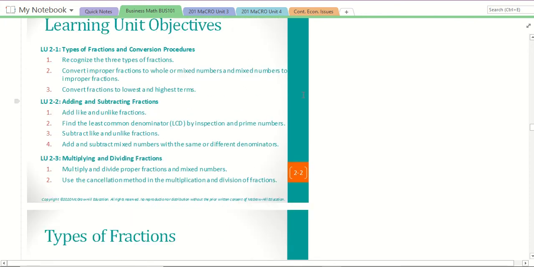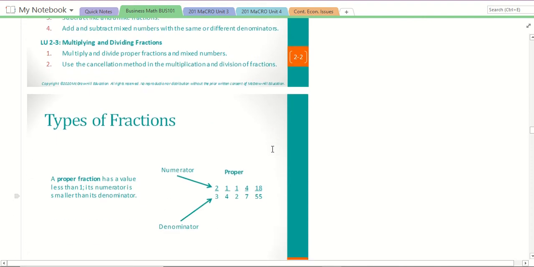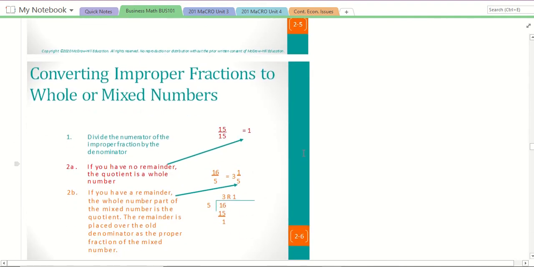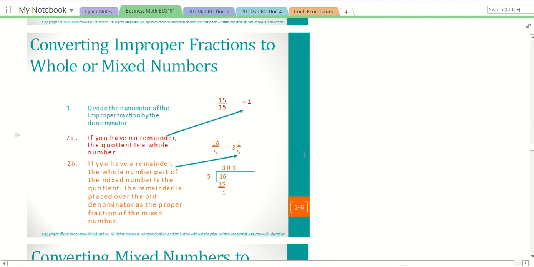So here are your learning objectives. I've also shared the link in Blackboard, so you can go directly to these notes that you're seeing me write on. I'm going to skip the first part, the types of fractions, and we're just going to go straight to converting improper fractions to whole or mixed numbers.